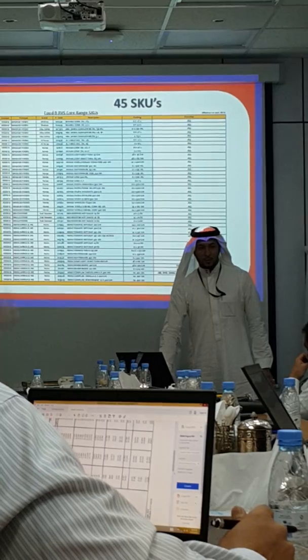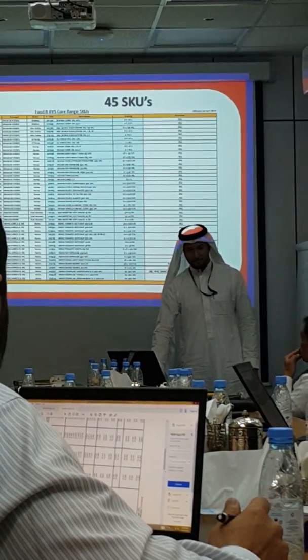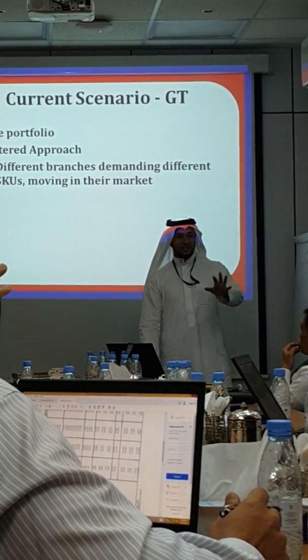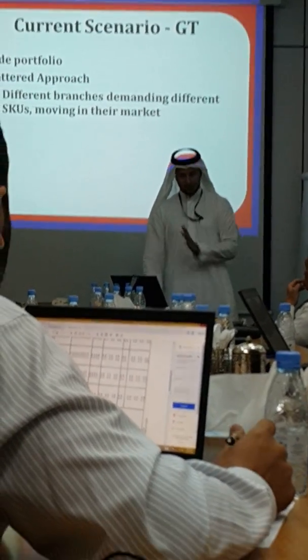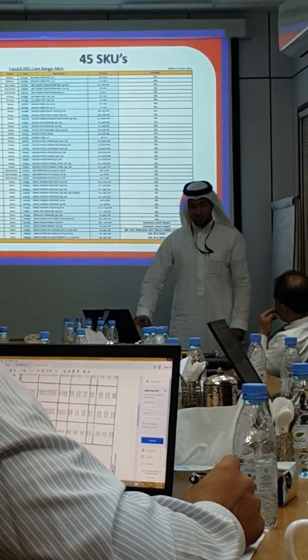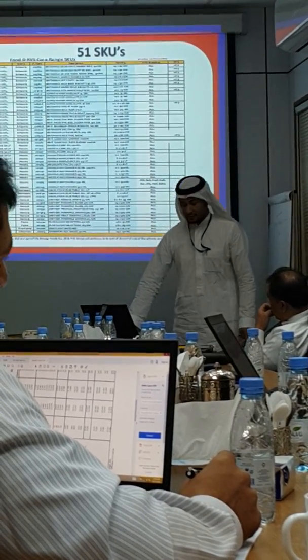The 45 is the history, not the current core range. We started with 24. This is the current scenario; previously, in food B, 45 were considered core SKUs, and in food D, 51 were considered core SKUs.